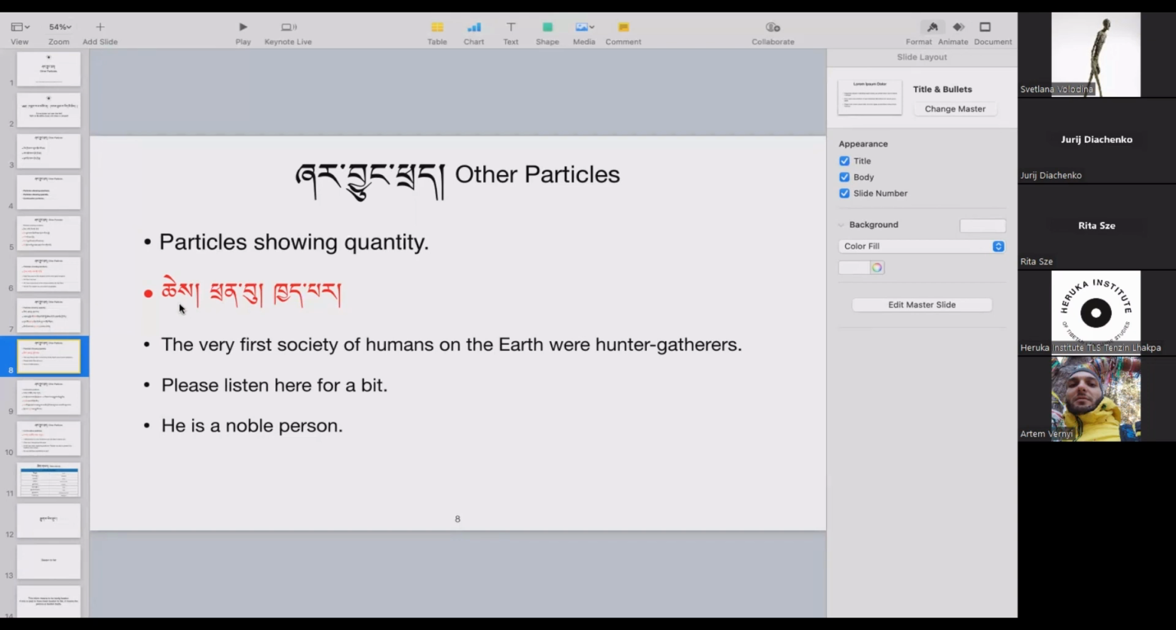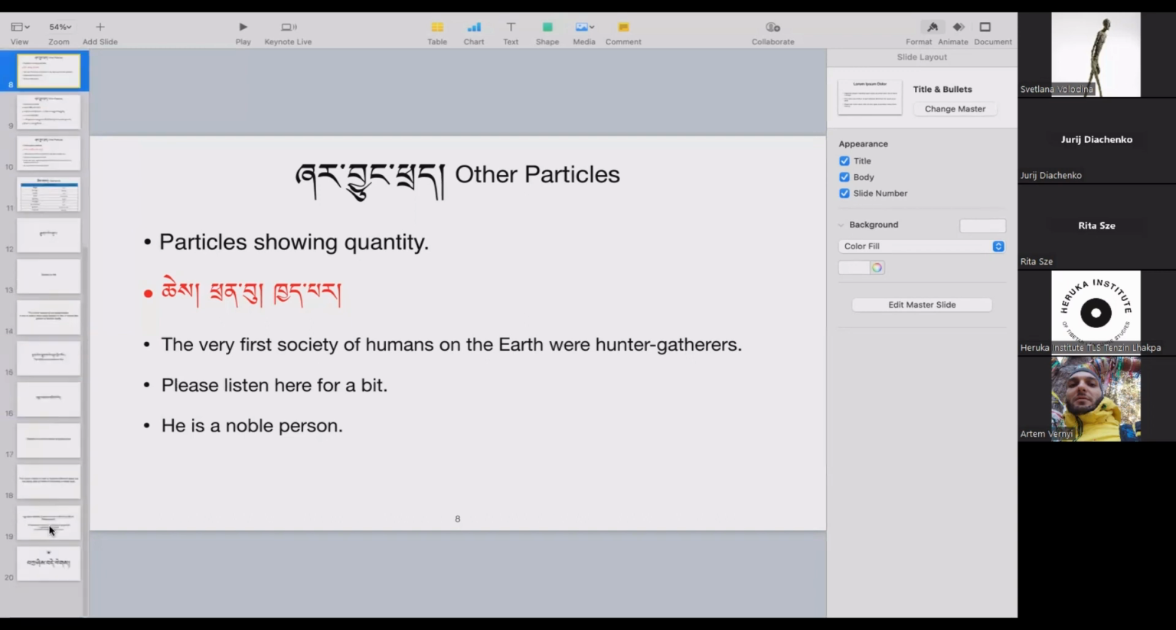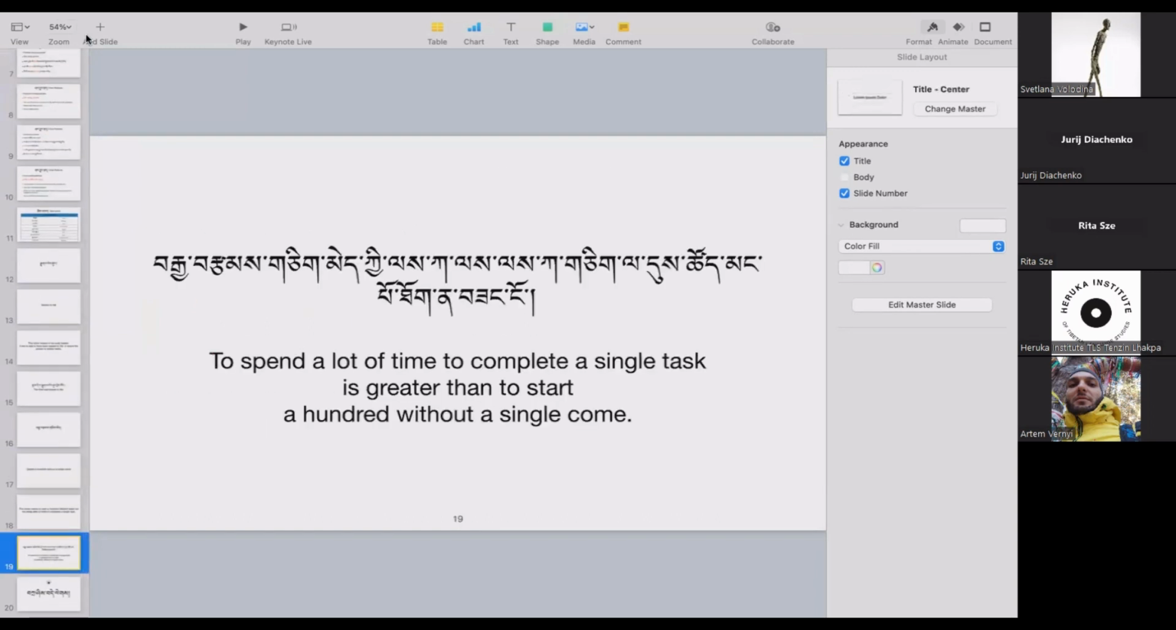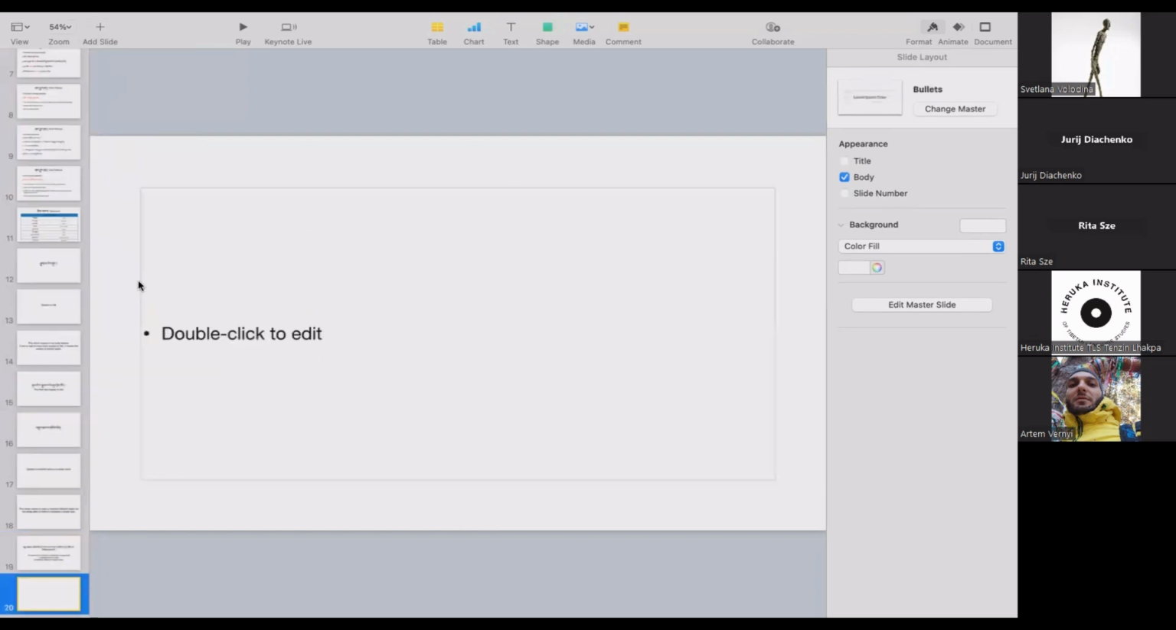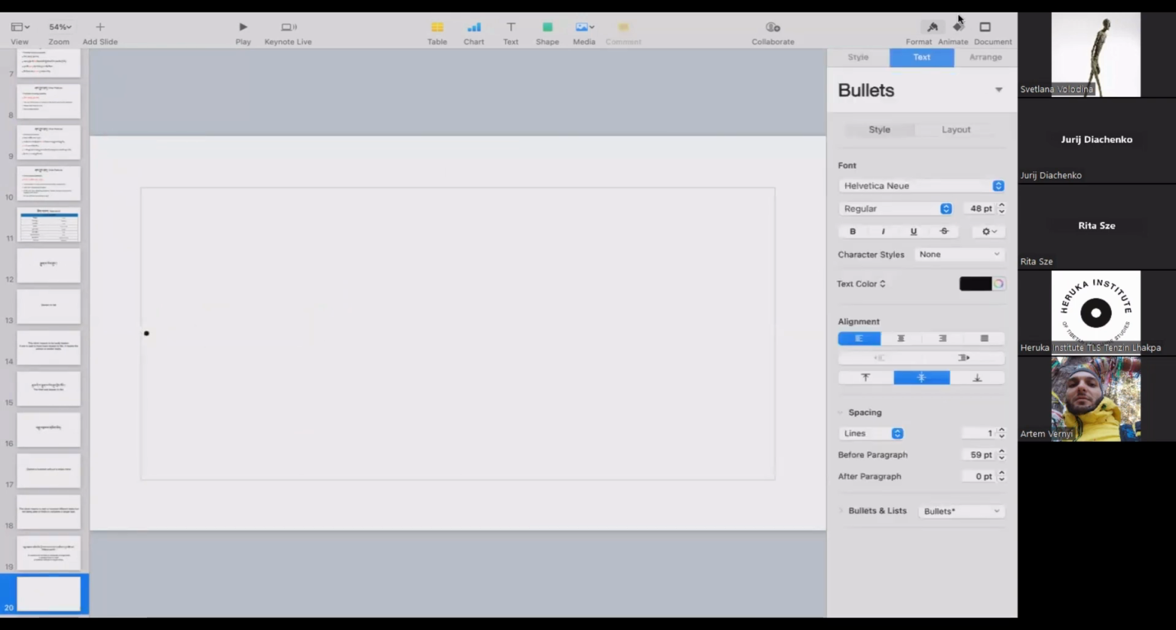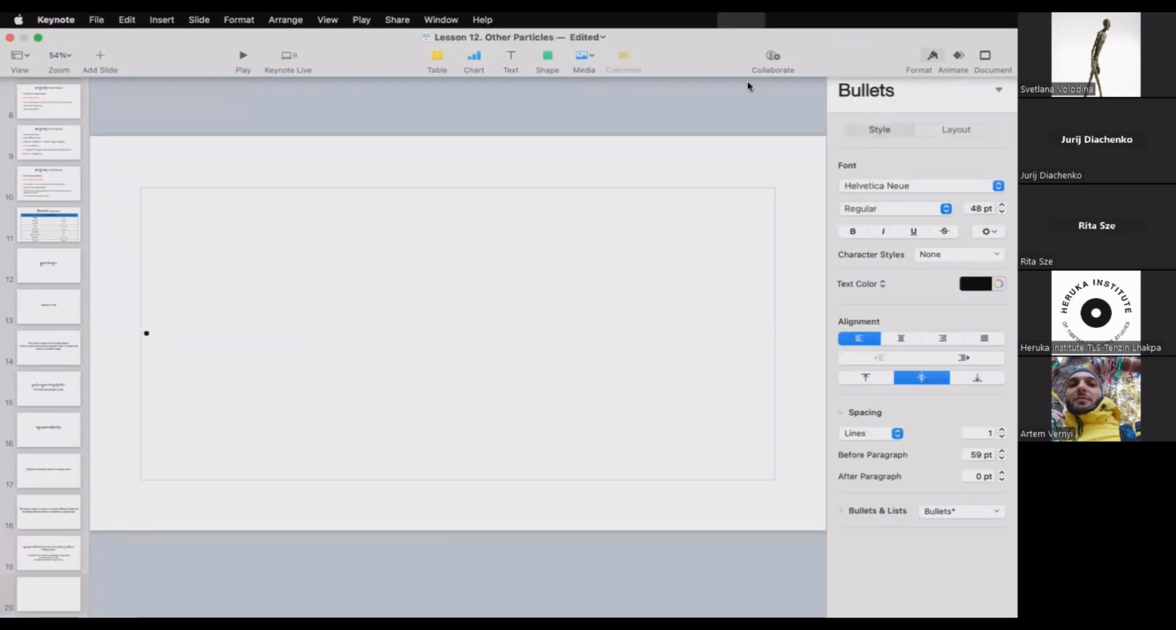So other usage, che. Okay, we can say for example, 다른기 che 소위 되니. Let me just take one slide so that I can write. Let me write. So I think writing would be better.